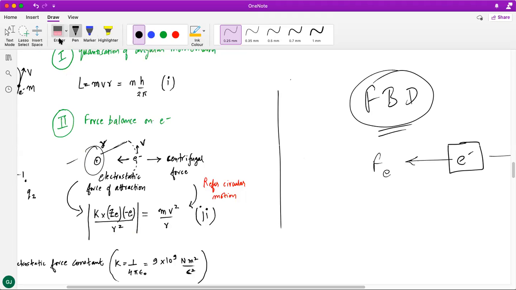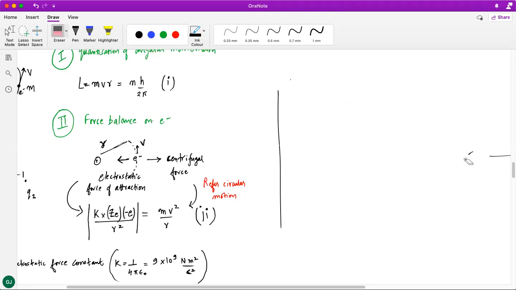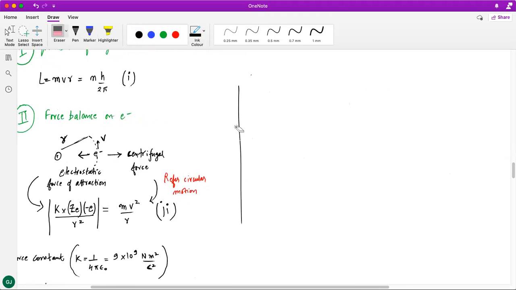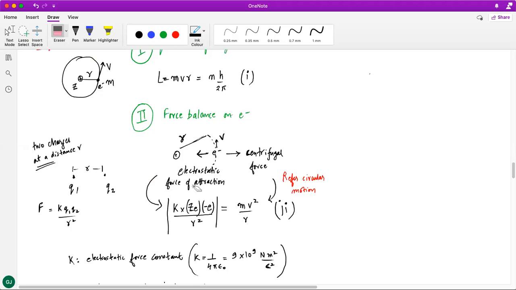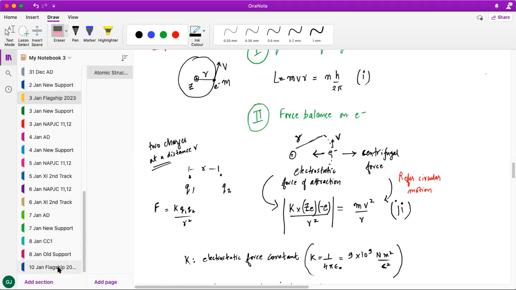Yes, sir. Okay. Because I didn't want to get into those nitty-gritties of sign convention in physics, that's why I was like, okay, let me just compare the magnitude of the two forces. They are acting in opposite direction, so I just compared their magnitude and went ahead with that. Okay, sir. I understood. Okay, good.